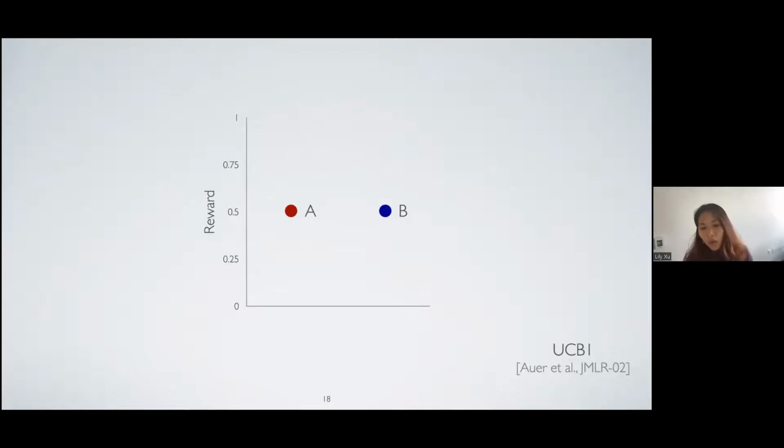If we have no prior information, we can just guess the reward of both of these is 0.5, if the reward will be somewhere between 0 and 1. But then, depending on how many times we've made observations of either A or B, that will impose a confidence radius that bounds our estimate to some 95% confidence interval. So here, we've explored action B many more times than we have explored action A, because its confidence interval is much shorter.